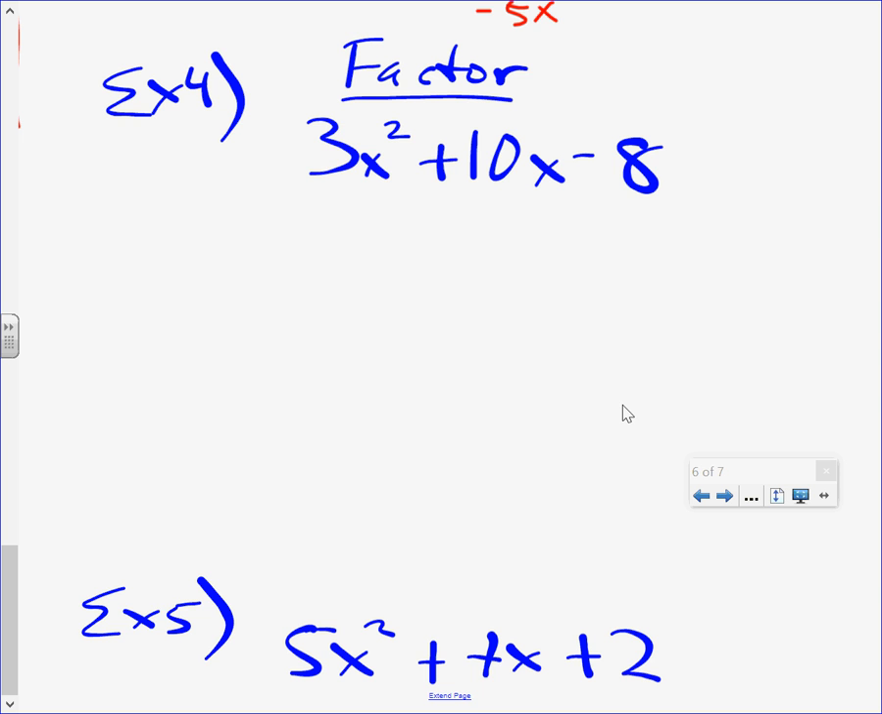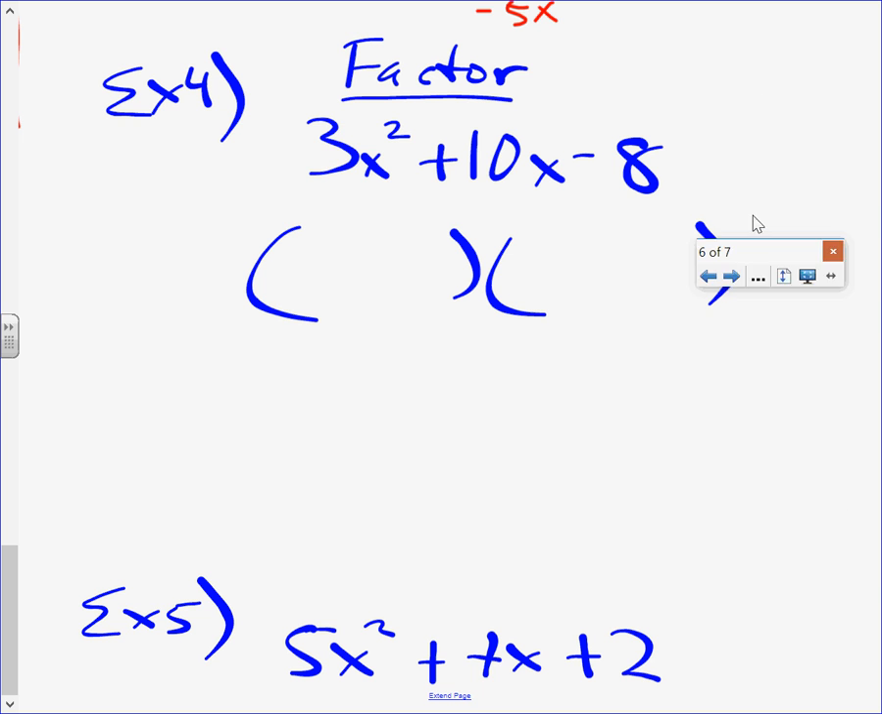Without even thinking about it, look what I'm going to do. I'm just going to put the parentheses. I already know we're going to have two binomials. That's the first thing. All right, let's follow our process now. The first two have to become a 3x squared, so there's only one possibility: 3x and an x. That becomes 3x squared.